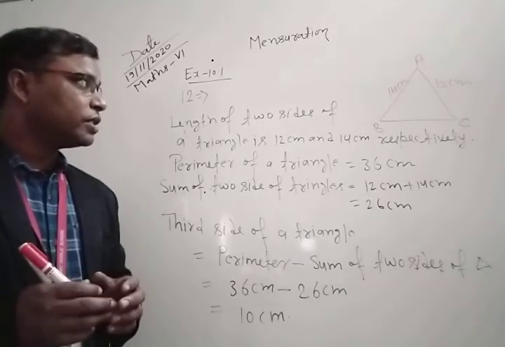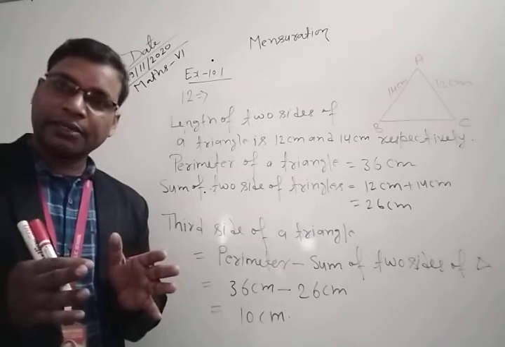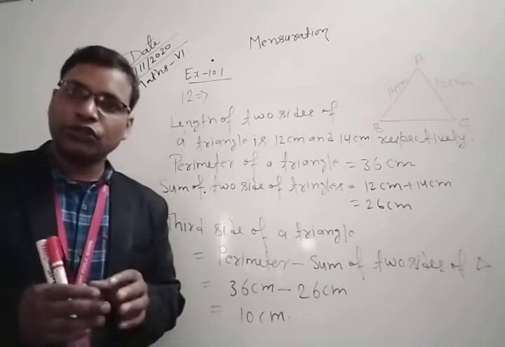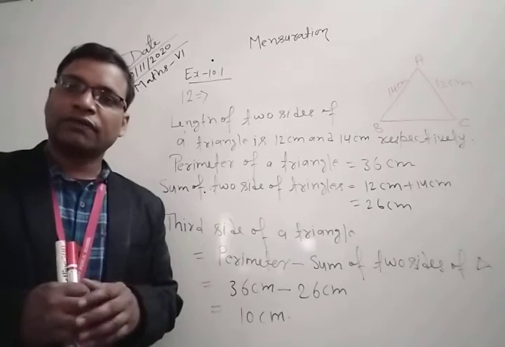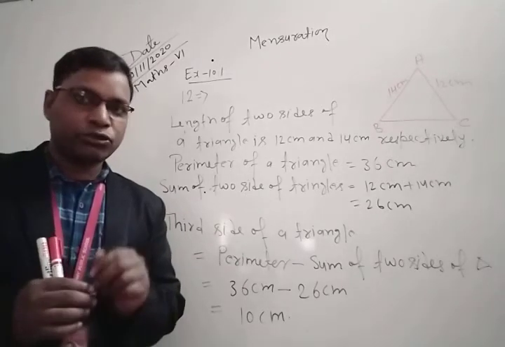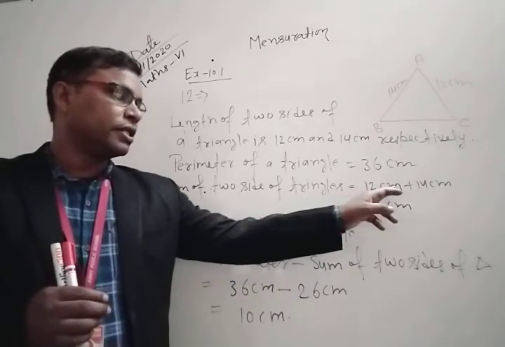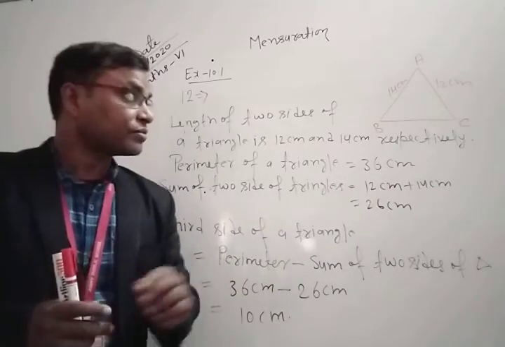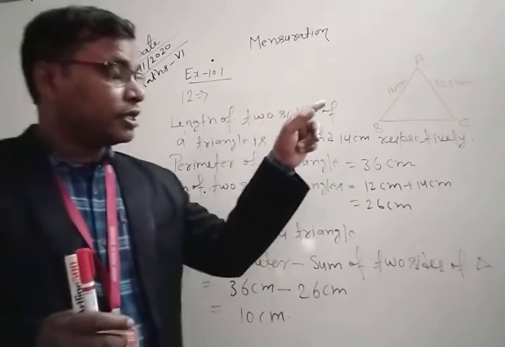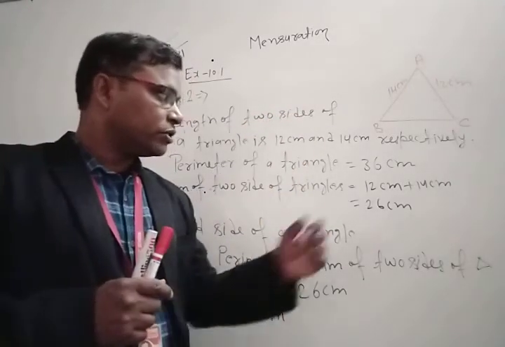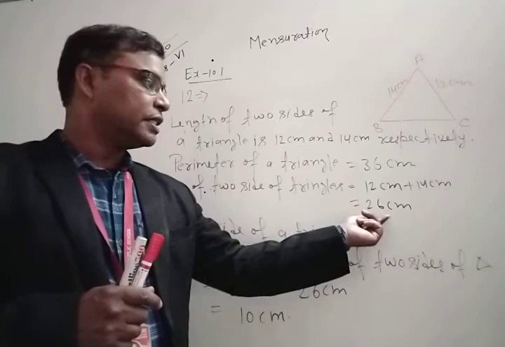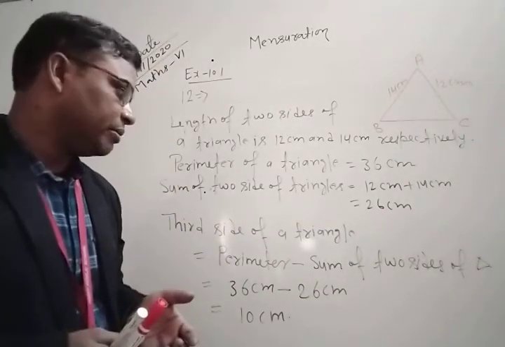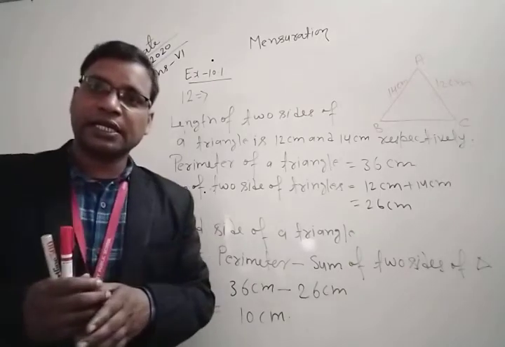Okay. In this question, one triangle is given, two sides are also given, and the perimeter is also given. So we need to find the third side of this triangle. For this, first you find the sum of two sides. You can see here 12 centimeters plus 14 centimeters is equal to 26 centimeters, because the two sides given are 14 centimeters and 12 centimeters. Sorry, the sum of two sides is 26 centimeters, and the perimeter of the triangle is also given here, 36 centimeters. Okay. So you need to find your third side.